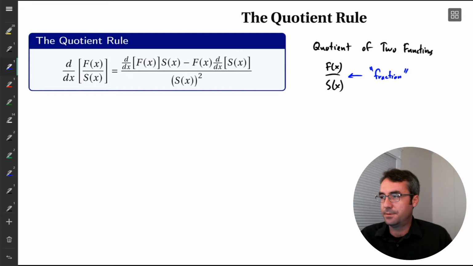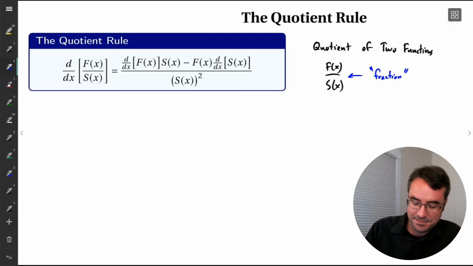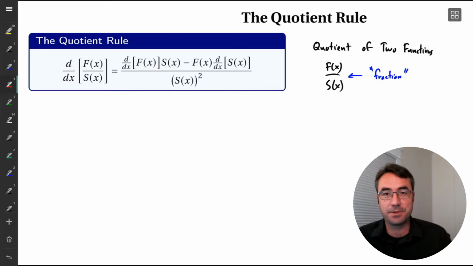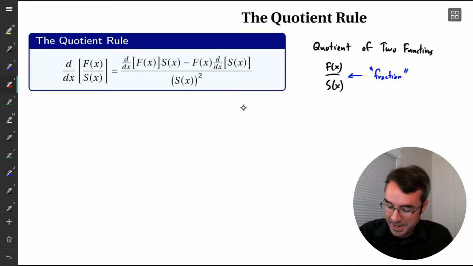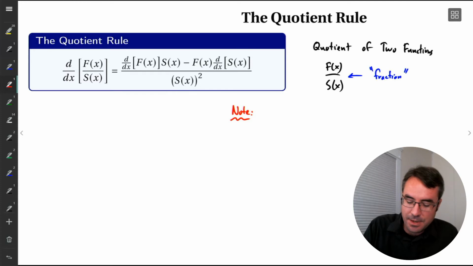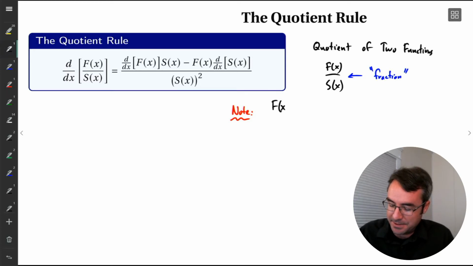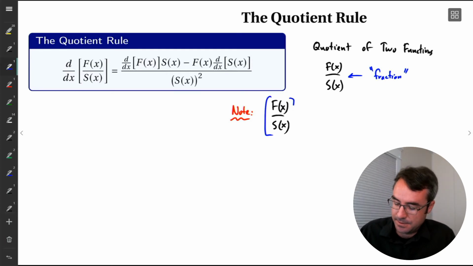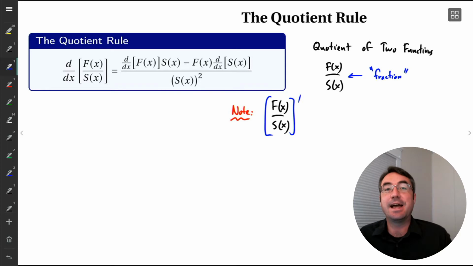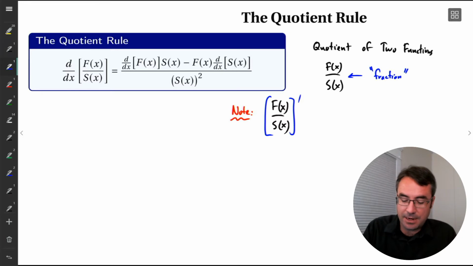All right, so let's start with a warning, kind of like what we mentioned for the product rule as well. So just a note here. If we wanted to differentiate a fraction like this, a quotient, it's not what we'd expect. You can see there's a whole bunch more going on here. It's not quite what we'd expect.